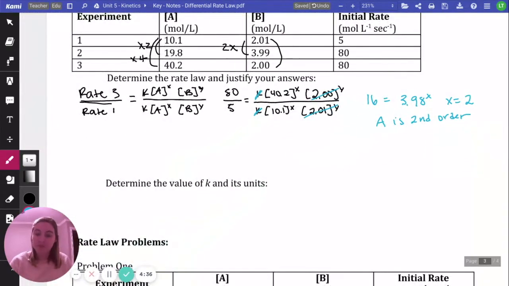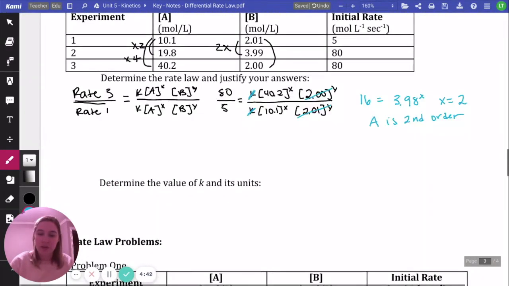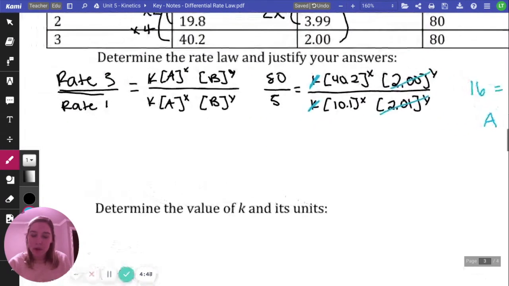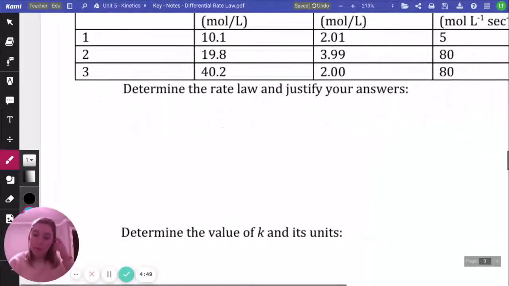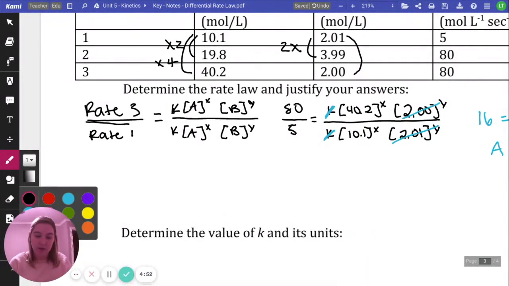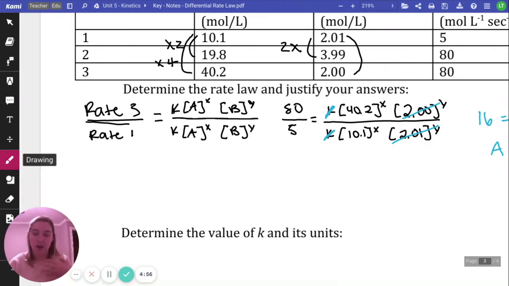Okay? Now we'll just compare another one. And this time it doesn't matter. You could either use rate 1 and 2 or 2 and 3. You just want to make sure that your B value is changing there. So now we're going to do the same thing for B, but I can actually plug in my A value. So I'm going to compare rate 1 and rate 2 just because it's a little easier.